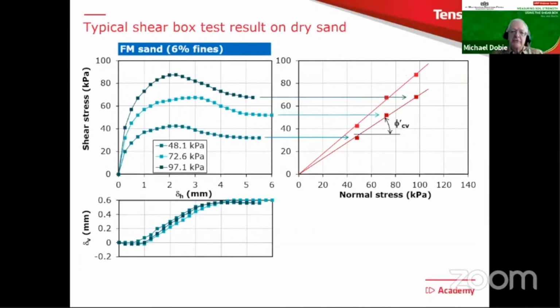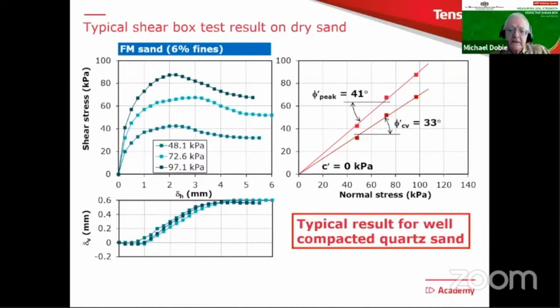However, there is an alternative interpretation of this data, which is to take the shear stress from the point in the test where the shear box is traveling horizontally. In other words, its volume is no longer changing. And this one we normally call phi dash at constant volume, phi dash CV. And of course, it's going to be a lower value. And if I summarize all of that with actual numbers, you see the values there. This would be very typical for a fairly angular, well-compacted sand. So there is our typical result.